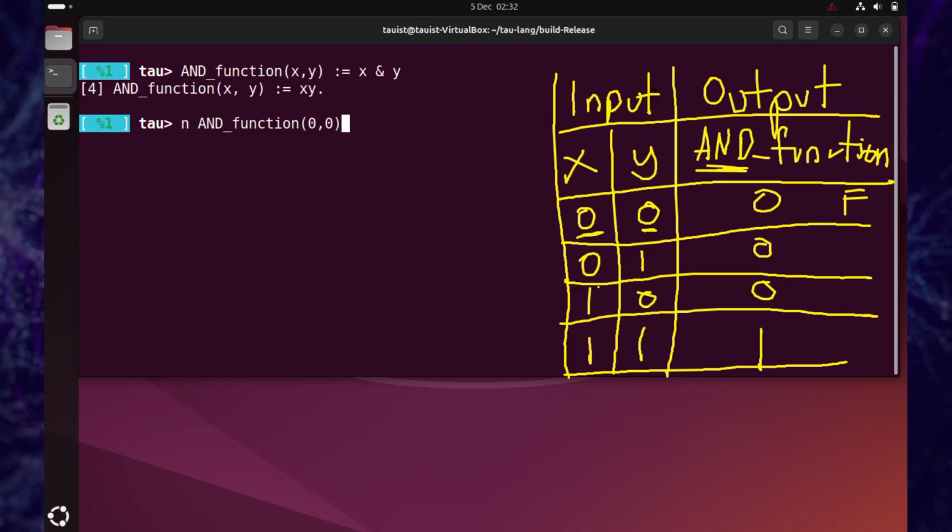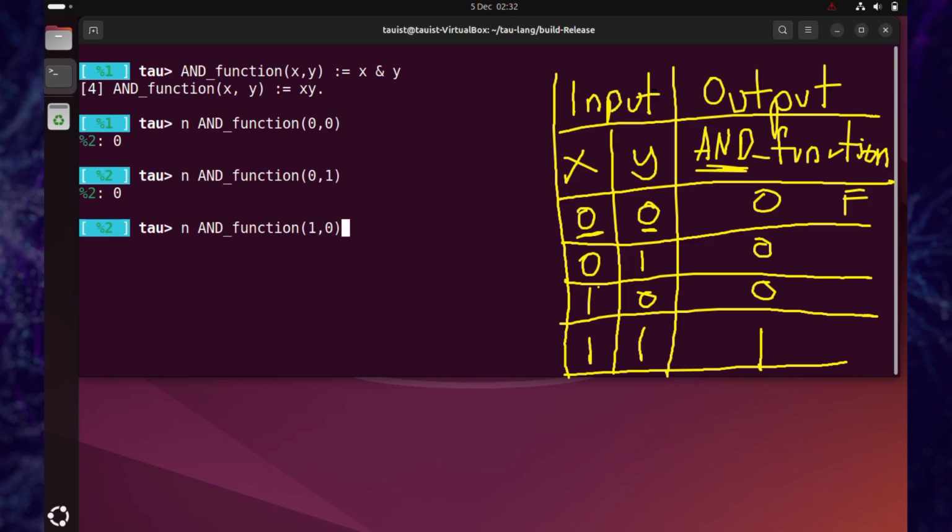Let's execute this. Okay, it's 0. Correct. Now let's go on to another one. So let's say if x is 0 and y is 1, again, it's 0. We're still correct. Next, what about if 1 and 0? Still, the output is 0 or false.